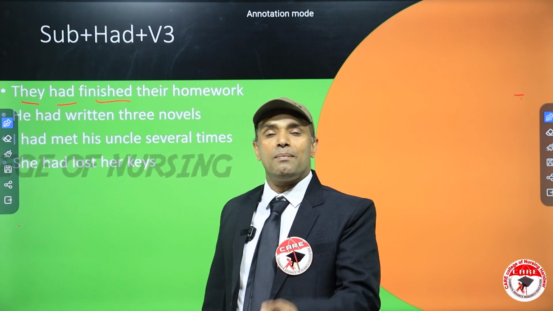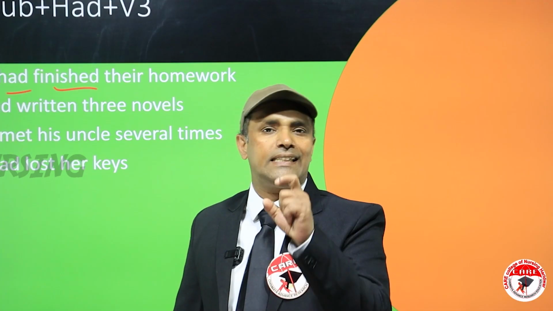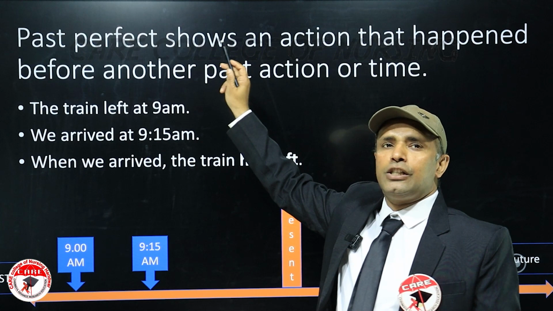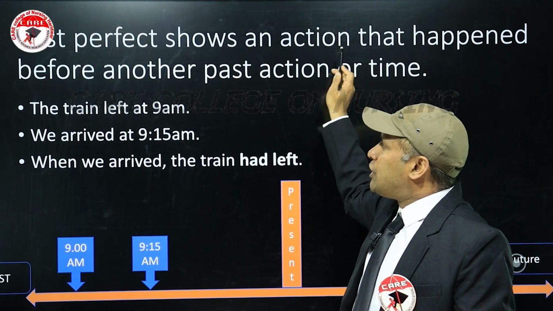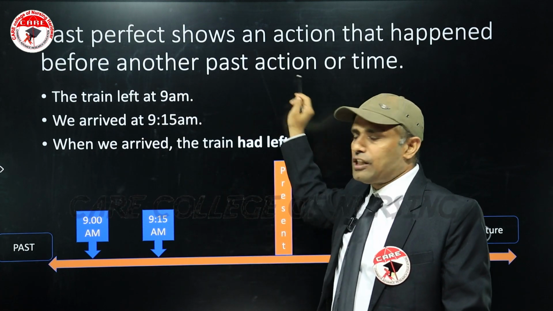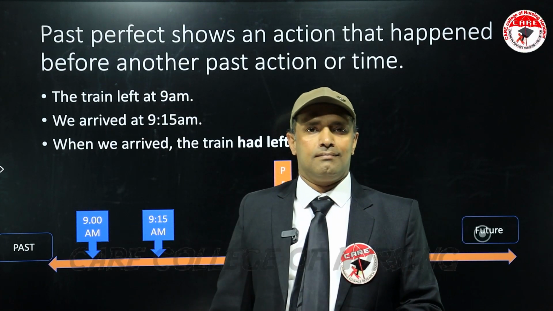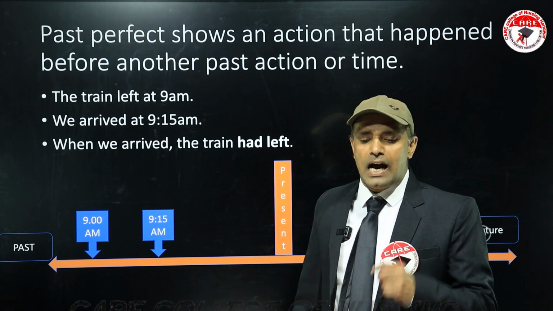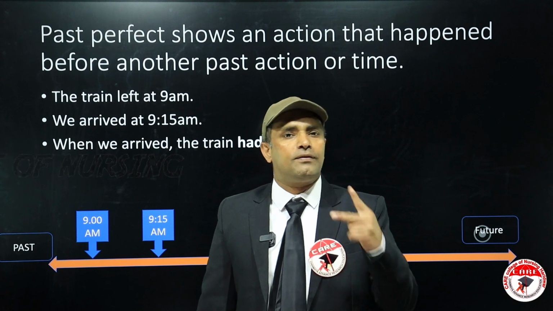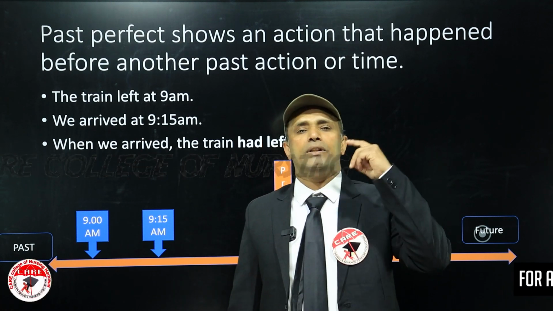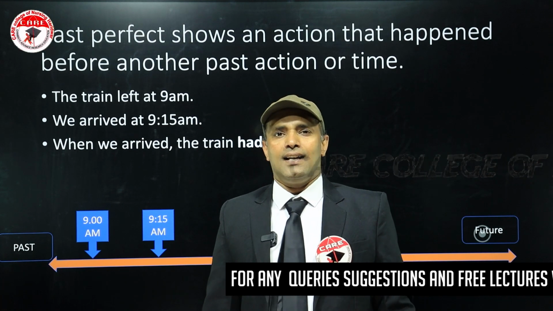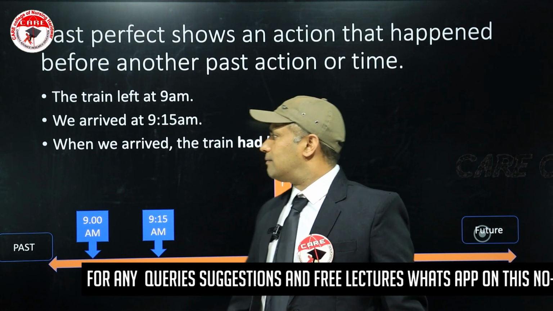Let's see some more examples where we can use this type of sentence. Okay, look at the definition. Past perfect shows an action that happened before another past action or time. So in simple words, if we are mentioning two different actions of the past and one happened before the other one, we have to use past perfect tense. Let me explain it with an example.